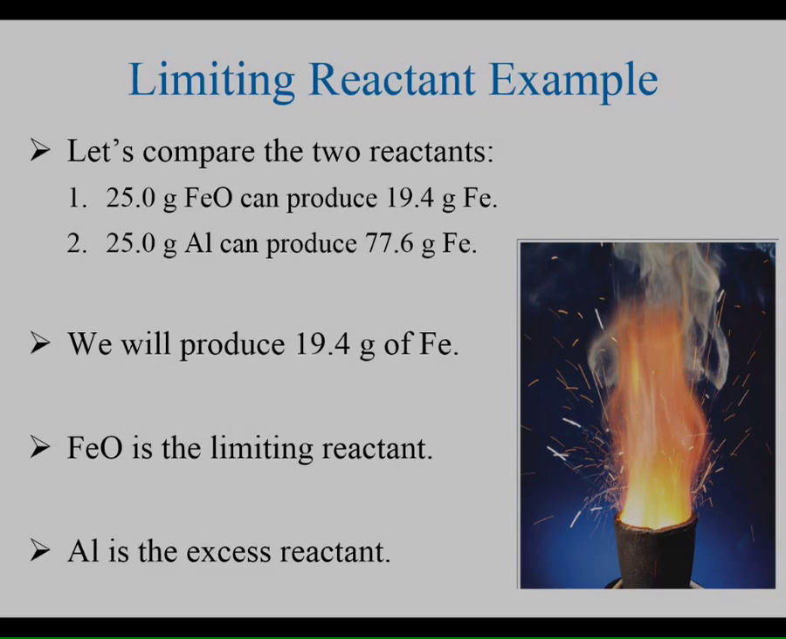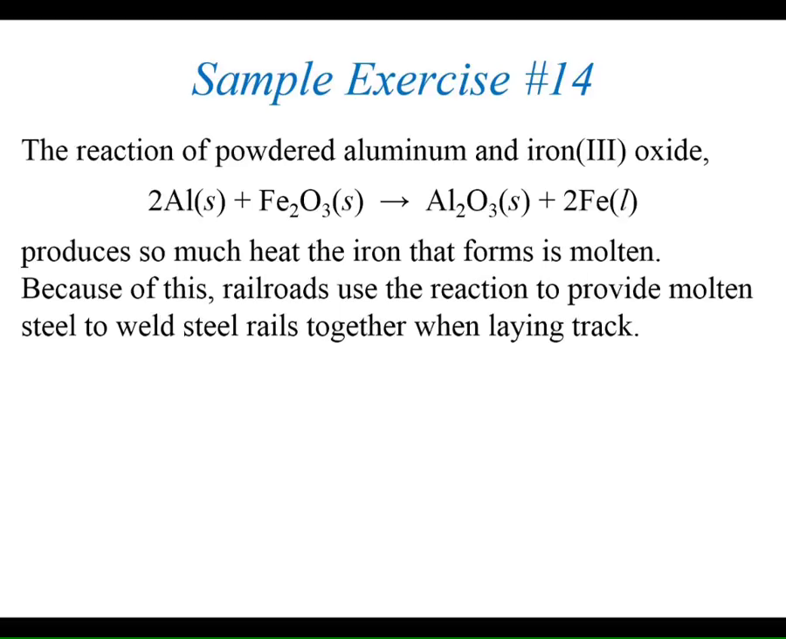Okay, let's try another one. This is a similar one, but now it's not iron 2 oxide, it's iron 3 oxide, but a similar kind of reaction. There's a reaction called the thermite reaction. You might have heard this before. It's a very hot reaction again, and it makes liquid iron. It makes lava, basically. It makes molten iron. And these are like a railroad.